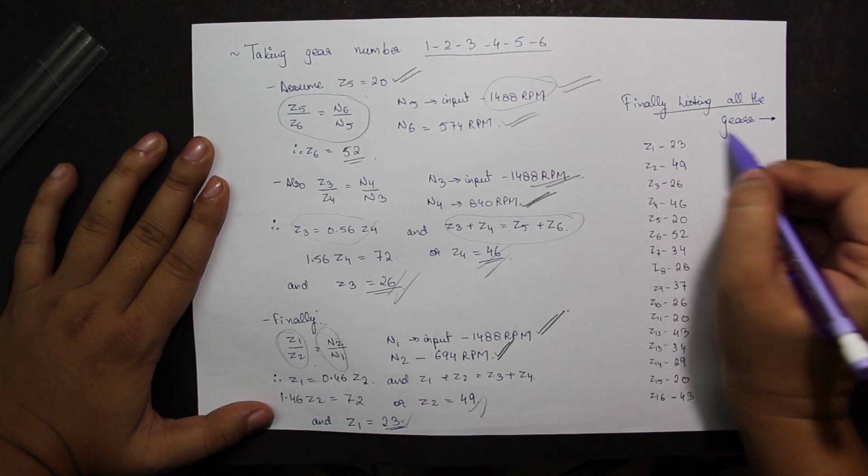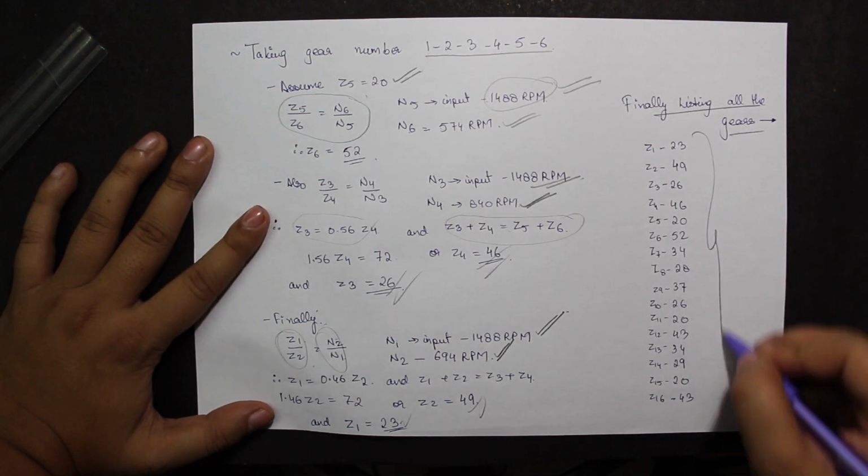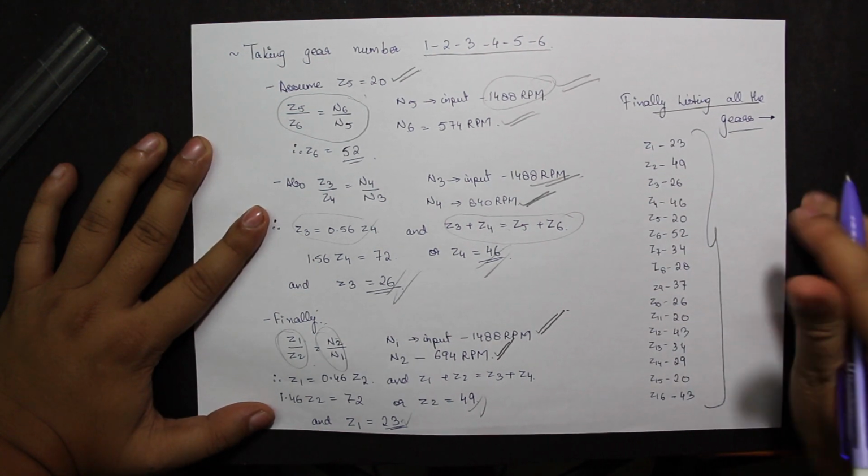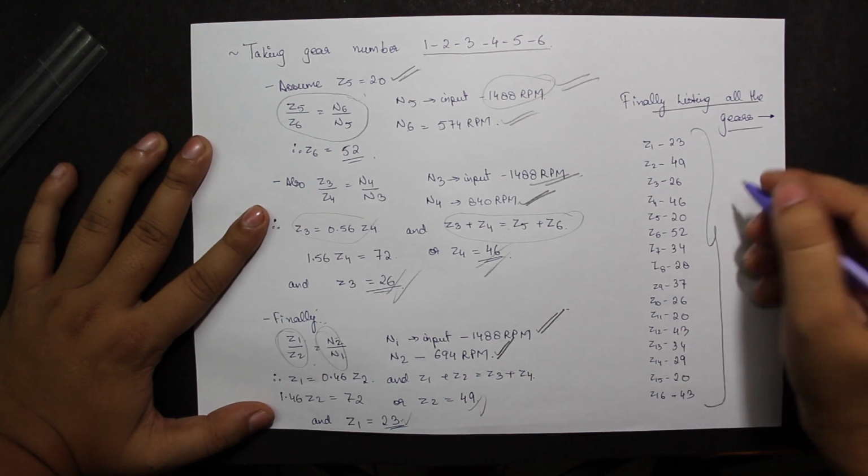Finally, I am writing down all the values I have obtained from the calculation over here. These are the teeth present on each gear.